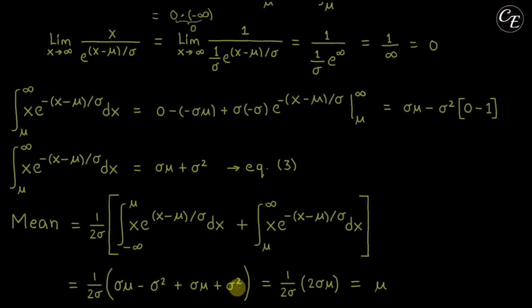Then we can cancel out this minus sigma squared and plus sigma squared, so we're left with sigma mu plus sigma mu, which is 2 sigma mu. Then we can cancel out this sigma and sigma, this 2 and this 2, so we're left with mu, which is this one. And now we have our mean for the double exponential distribution, which is just mu.